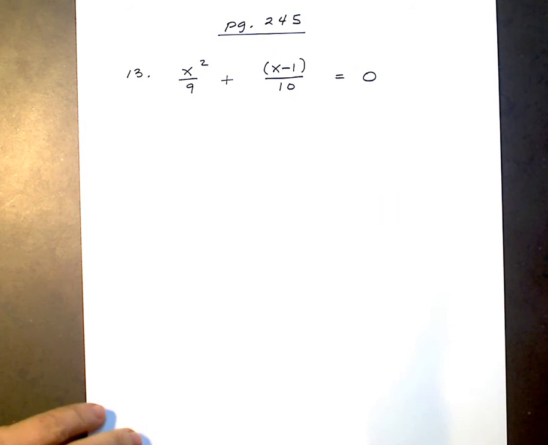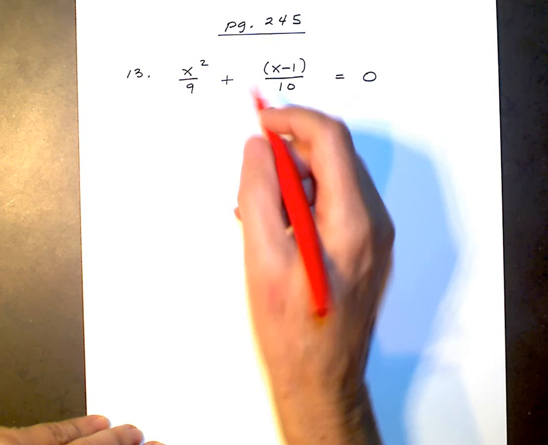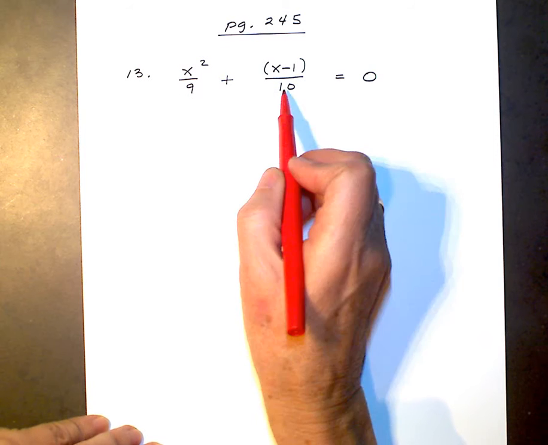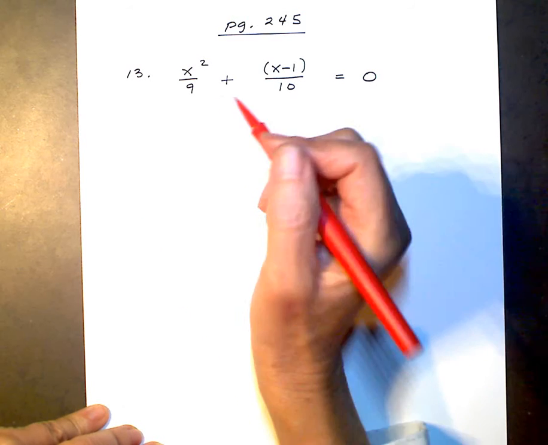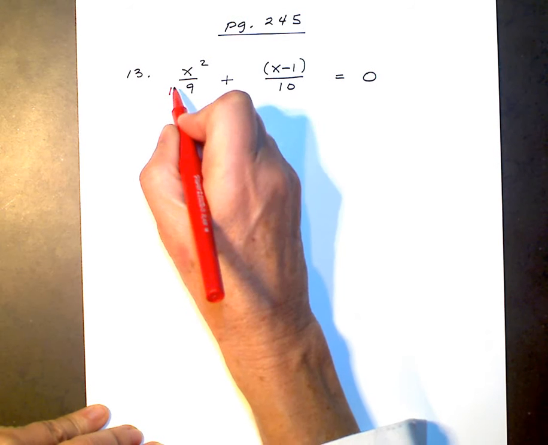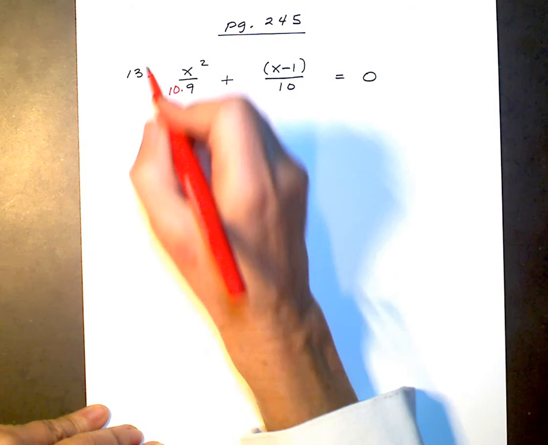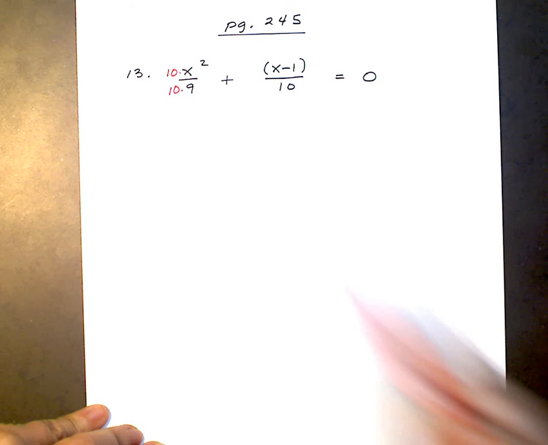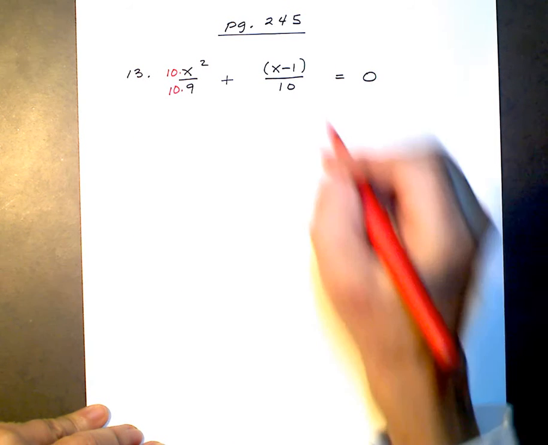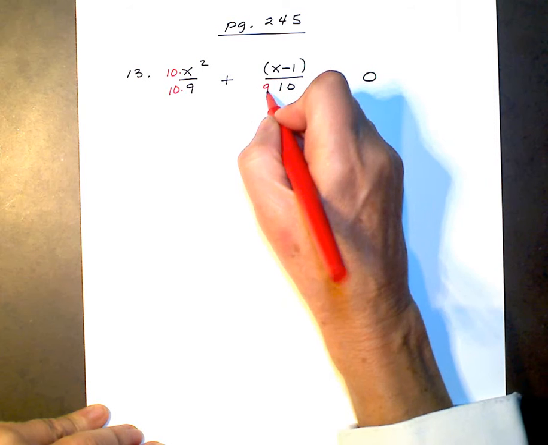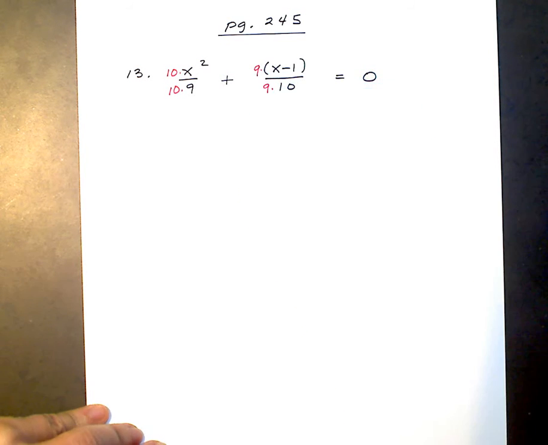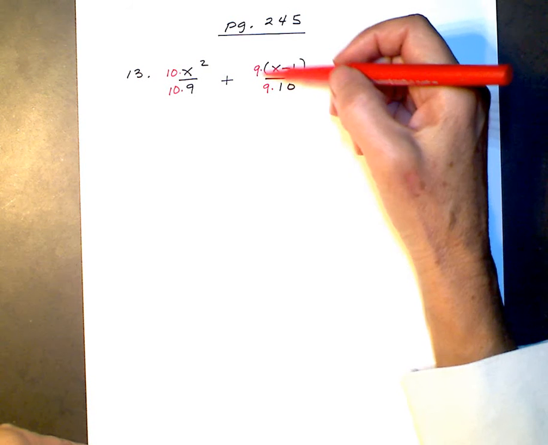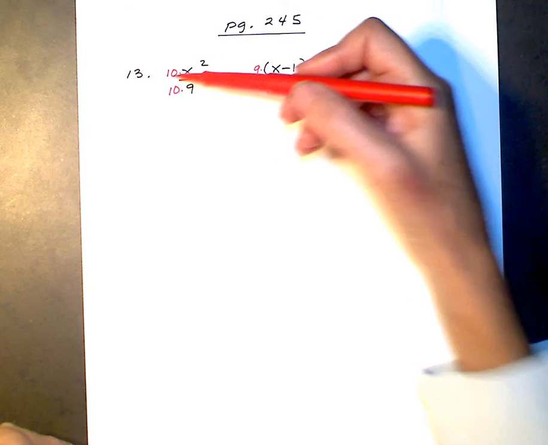You can factor: this is 3 times 3, this is 2 times 5, there are no common factors, so you can just multiply them together and it's 90. The denominator of this one, to be over 90, needs to be multiplied by 10, so this whole thing needs to be multiplied by 1 in the form of 10 over 10. This denominator, to be 90, needs to be multiplied by 9, so I multiply the numerator and denominator by 9. So I basically multiplied this by 1 in the form of 9 over 9, this by 1 in the form of 10 over 10.